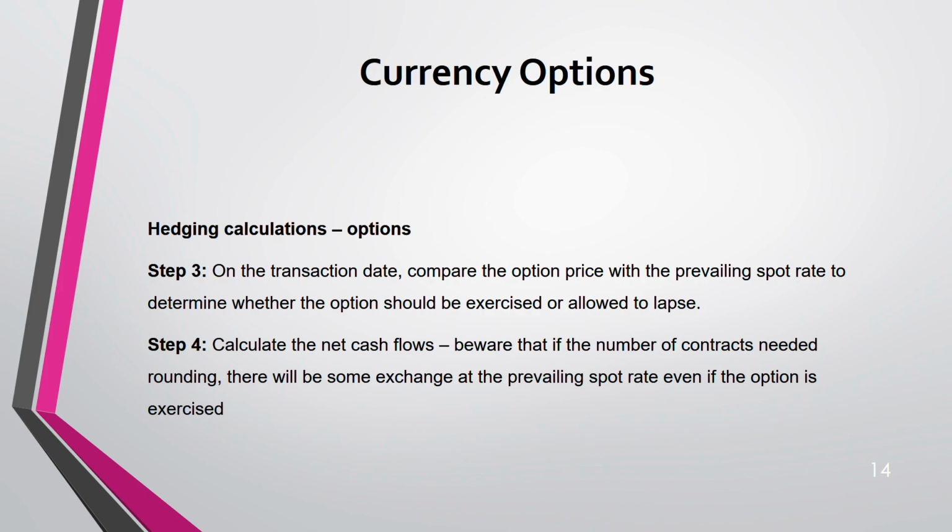Okay, so there will be some exchange at the spot rate. So for that balance, you can hedge using the spot rate, even if the option is exercised, because it's not possible to use 41.6 contracts. It has to be 41 or 42 contracts. Let's say you have used 41 contracts. So the answer is 41.6, and the balance, 41.6 minus 41, that's 0.6, needs to be hedged using the spot rate, even if you have exercised the option. Okay, or you can use a forward for it.